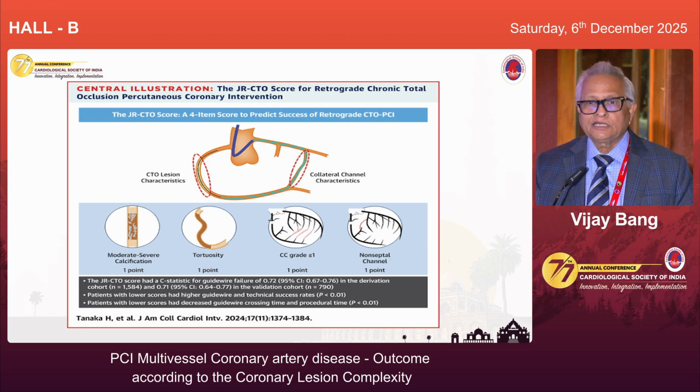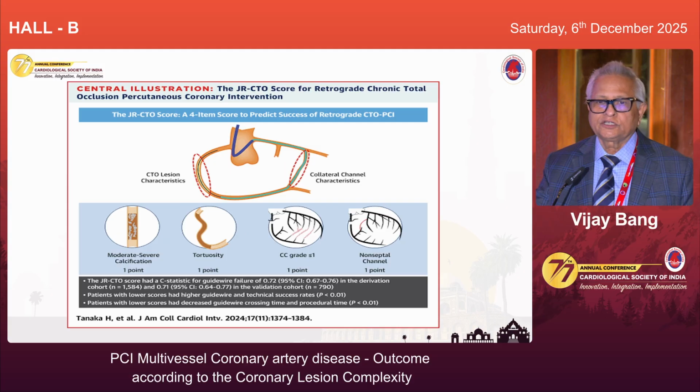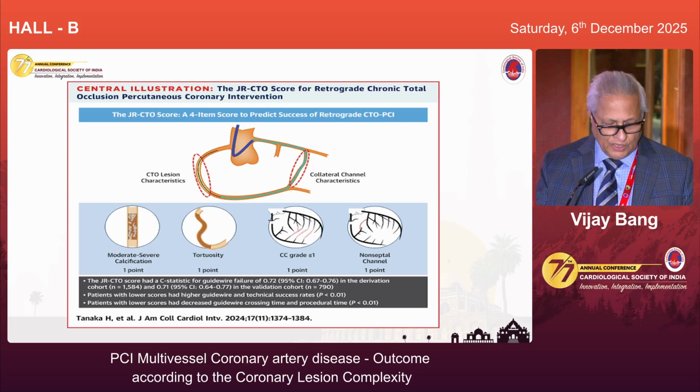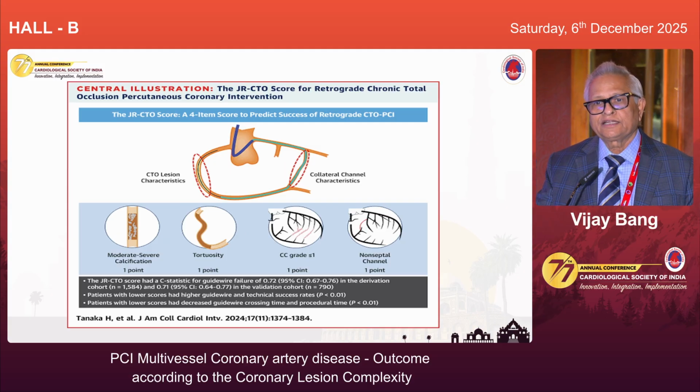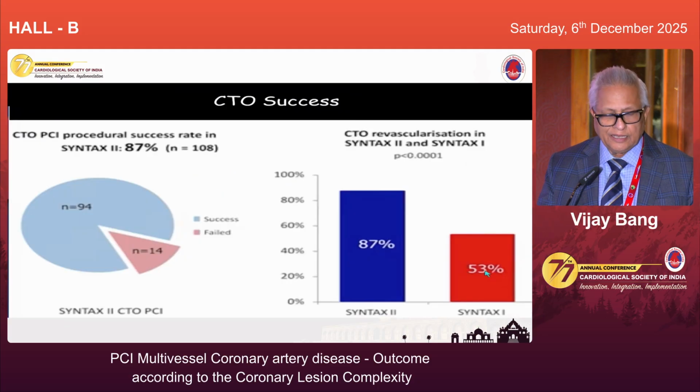Now, many multivessel disease patients also have CTO. So we need to take into consideration the J-CTO score, because J-CTO score will tell us the success rate. The lower the J-CTO score, the higher the success rate of successful CTO crossing and angioplasty.